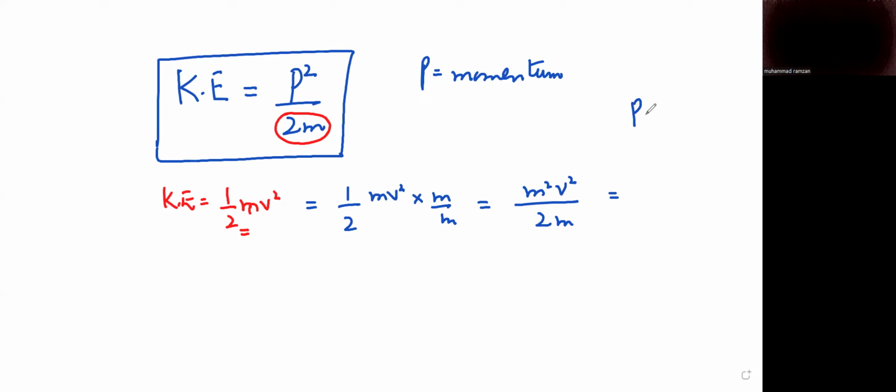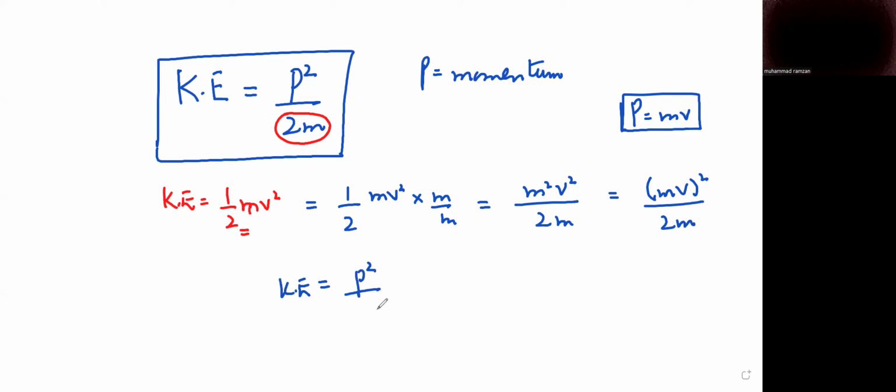We know like momentum is equal to what? It's mv. That is why we are going to make it mv squared upon 2. Now the whole thing in the numerator would become p squared, and with the denominator we have 2m. This is how we can easily solve this equation.